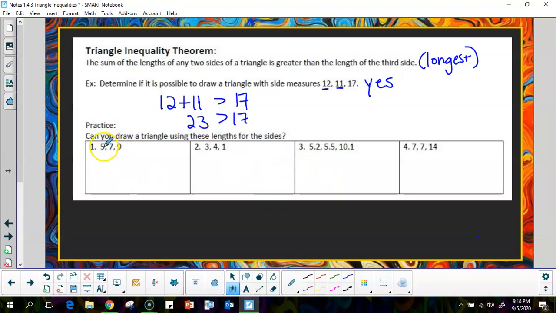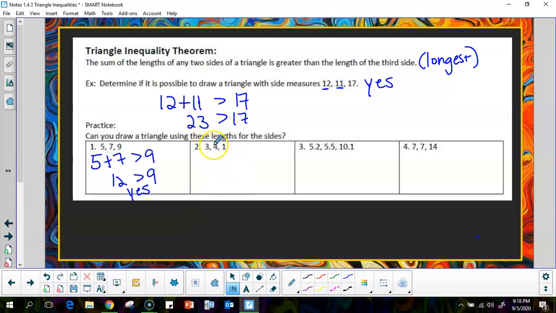So you take the two smallest numbers, 5 plus 7, it has to be greater than 9. 5 plus 7 is 12. That is greater than 9, so the answer here again would be yes. So that's all you do. Take the two shortest. If that's greater, it's got to be greater than.